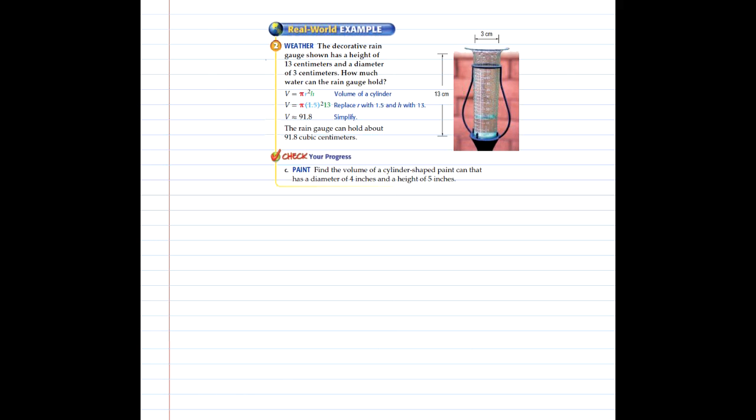The decorative rain gauge shown has a height of 13 centimeters and a diameter of 3 centimeters. Now notice that's diameter. How much water can the rain gauge hold? In other words, what's the volume? The formula again, volume equals pi r squared times height. But because we have diameter, we're going to take 3 divided by 2, get 1.5. That's our radius, which is what we must use in our formula. So it's pi times 1.5 squared times 13, which is the height, gives me an approximate volume of 91.8, in this case, cubic centimeters.